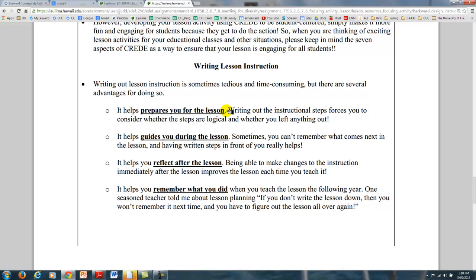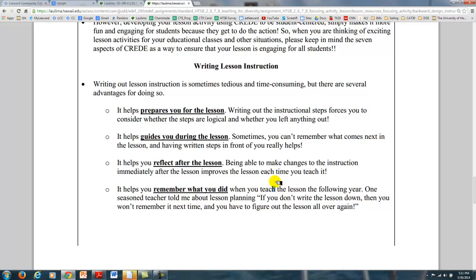When you write out your instruction, it helps you prepare about what you're going to do. It can help you decide whether the steps are logical and whether you left anything out. It helps guide you during the lesson because you can go back and check it during the lesson. It helps you reflect after the lesson because you can then look at pieces and be able to make changes right there in the actual lesson steps. And then if you teach it a year later, I guarantee you will not remember if you don't write it down, but it helps you remember what you did.